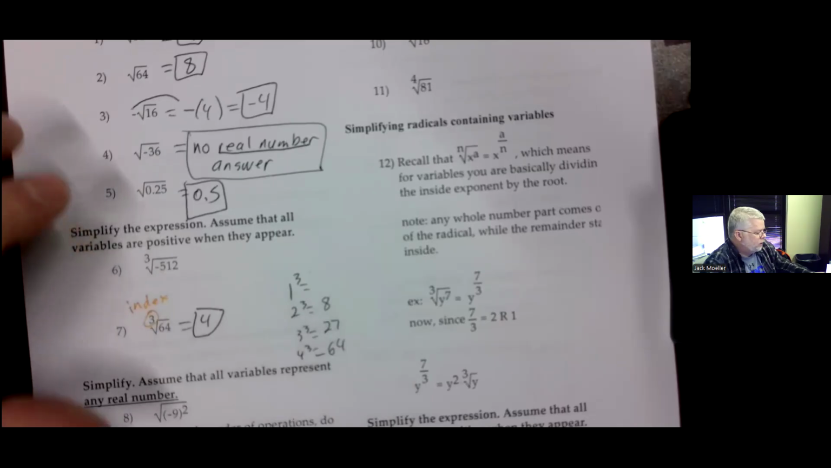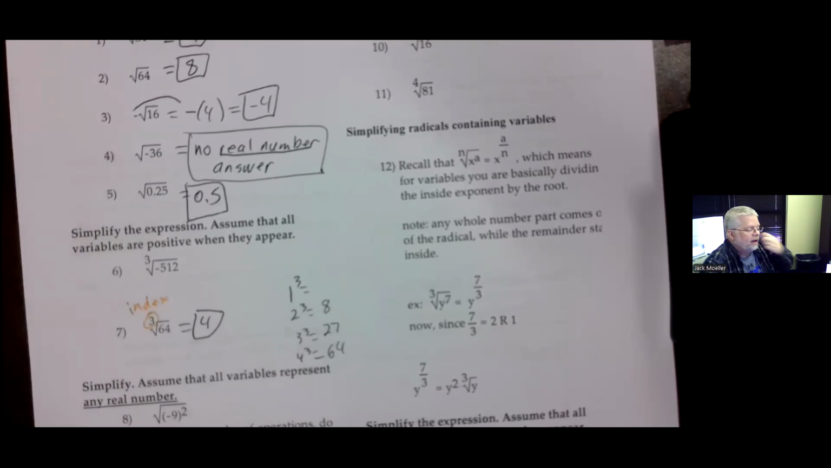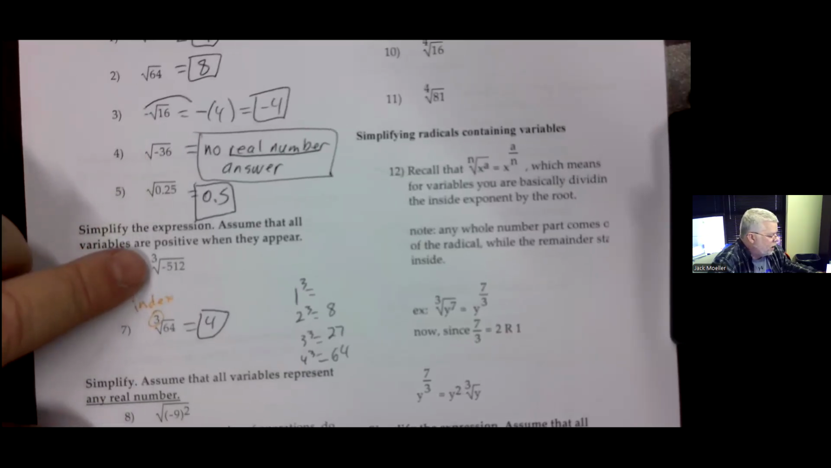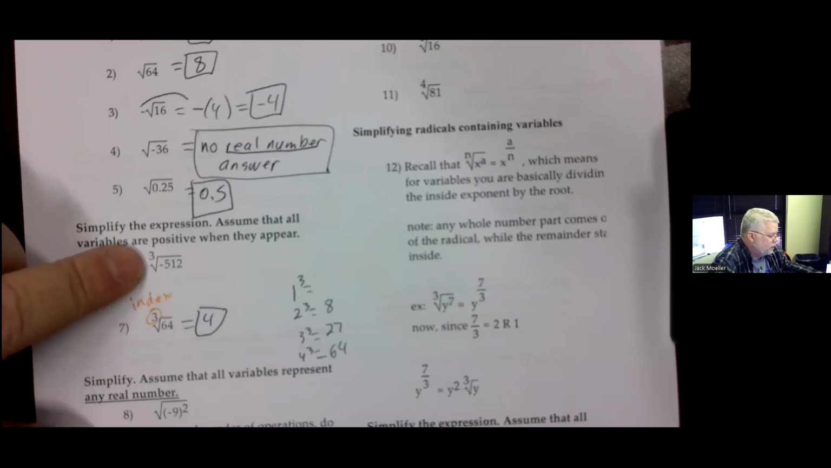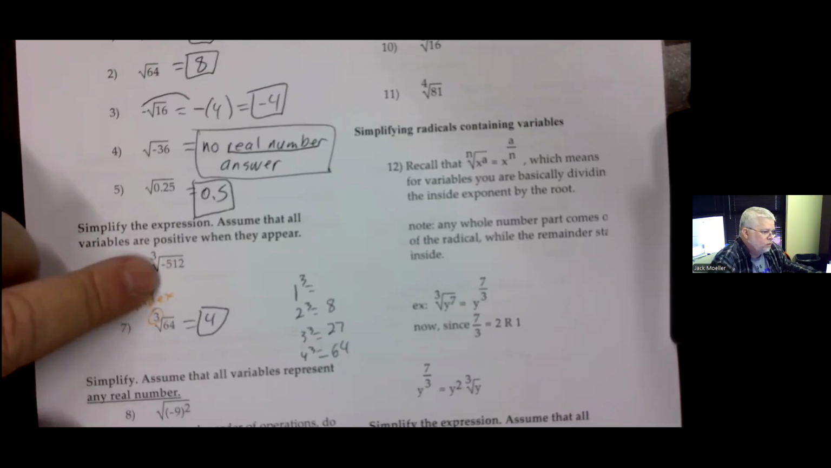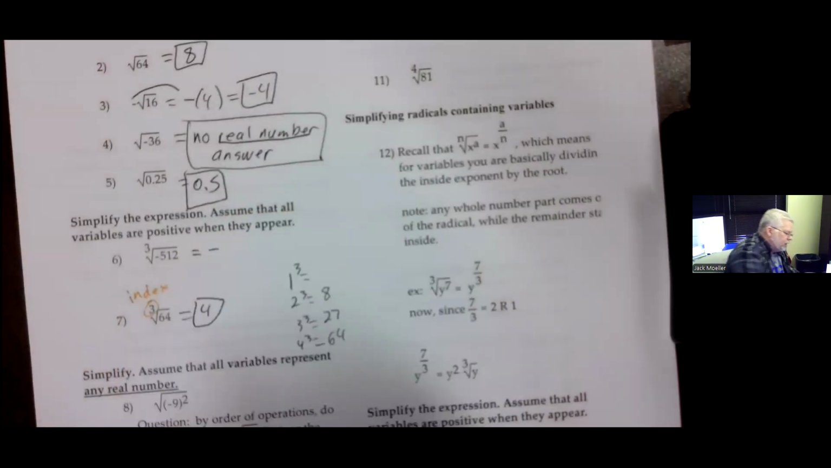And so it turns out that any even root can't have a negative on the inside to get a real answer. So square roots, 4th roots, 6th roots, 8th roots, we don't want the negative on the inside. If it's odd roots, 3rd root, 5th root, 7th root, and so on, we can have negative radicands, as they're officially called, because when you multiply an odd number of negatives, you are getting a negative answer. But what that tells us is the answer is going to be negative.